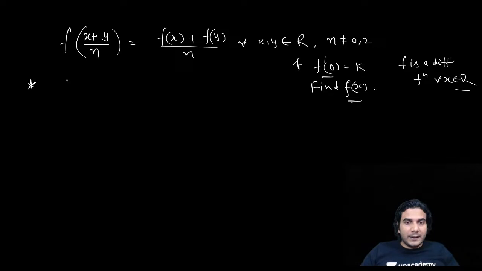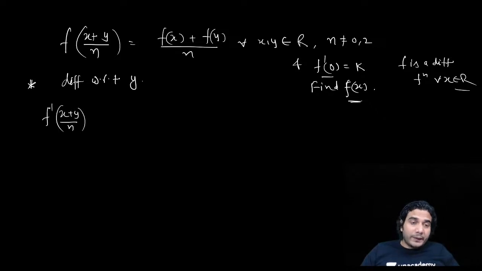Like in this case, I'm differentiating with respect to y. So you'll get that differential equation which you are getting by applying first principle, the same differential equation. It's the same thing. So I'll tell you both the methods. Differentiating with respect to y, you'll get f dash of x plus y divided by n into differentiation of x plus y by n, which is 1 upon n. The differentiation of f x upon n is 0 because f x is a constant with respect to y, and differentiation of f of y is f dash of y divided by n.